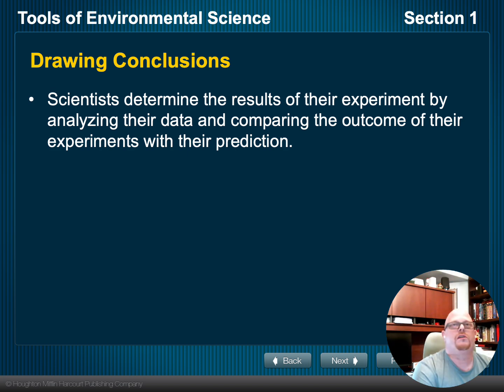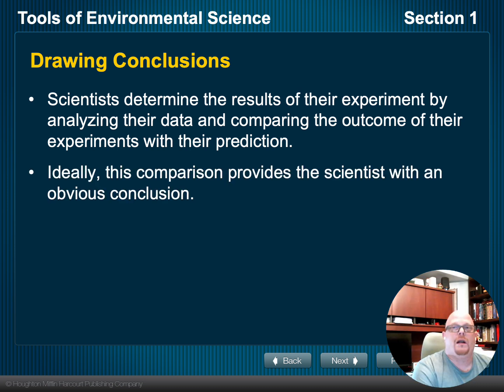But then we got to draw some conclusions. So scientists determine the results of their experiment by analyzing their data and comparing the outcome of their experiment with their prediction. So, for example, if I thought in my experiment that this new drug was going to reduce cancer cell growth, okay, I'm going to compare that to the scans I do on these individuals. Did their cancer growth reduce? Did the amount of cancer cells reduce? That's going to start to tell me, did my prediction stand? Was my hypothesis disproved or not?